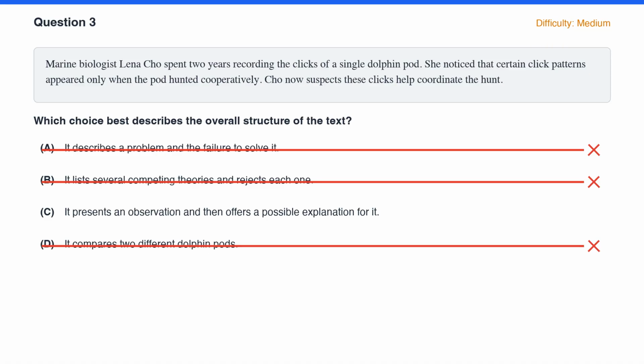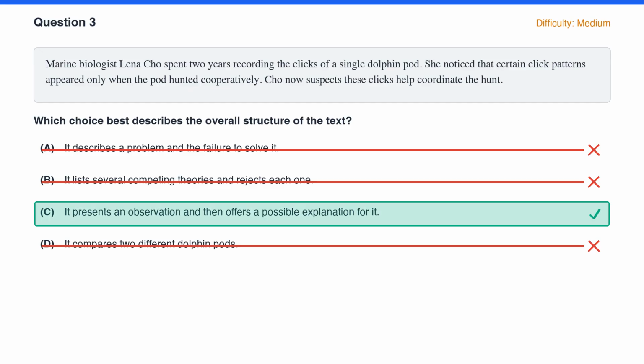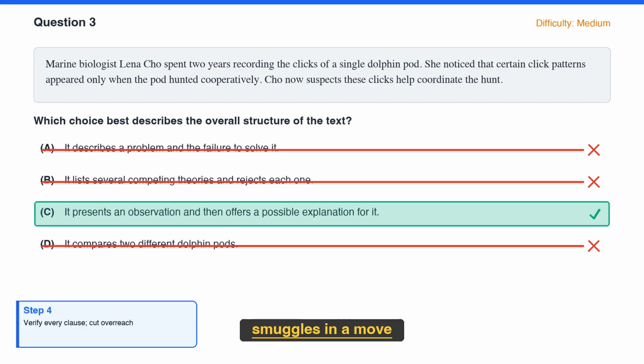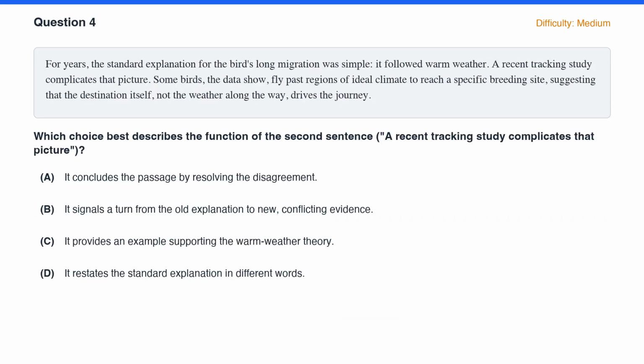Choice C. Presents an observation and then offers a possible explanation. Both clauses check out. Answer C. See how A and B sound like real structures? Step 4 is what kills them. Each smuggles in a move the passage simply doesn't make. Another medium, back to a single sentence function, and this one's about a pivot.